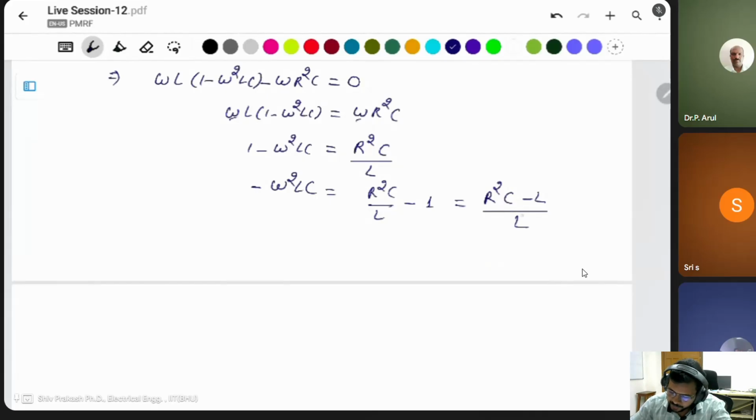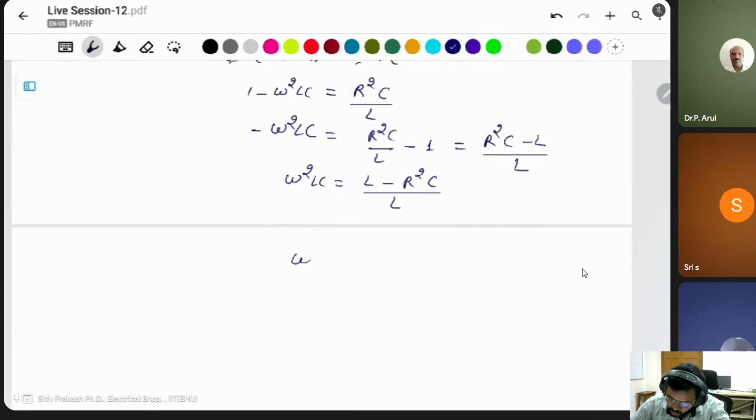So the negative term, multiplying by the negative here, this will be omega square LC equals L minus R square C divided by L. And what is the omega? Omega is equal to, multiplying by LC in the denominator side and then taking the root, L minus R square C divided by L square C.